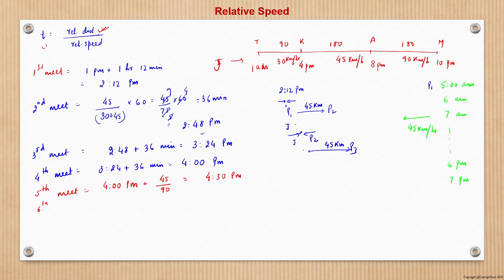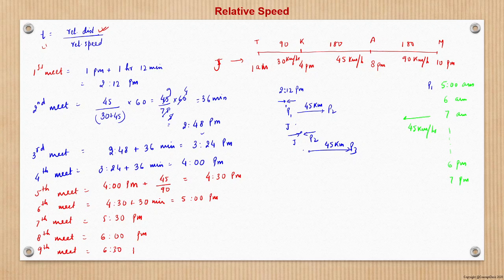Now the sixth meet will be again after half an hour, because till 8 p.m. the relative speed will remain the same. So it will be again after 4:30 plus 30 minutes, that is 5 p.m. Seventh meet again we can say safely at 5:30. Eighth meet at 6 p.m. Ninth meet at 6:30 p.m. Right.